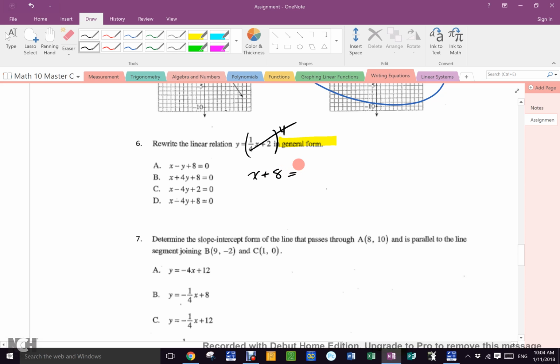8 equals, what do I got to do to y if I multiply the x side by 4? Multiply it by 4 to get 4y. Now, is x positive? So should I touch him? No. So all I got to do is get this y over here. What happens to y when he comes over the equal sign? Negative 4y plus 8 equals 0.